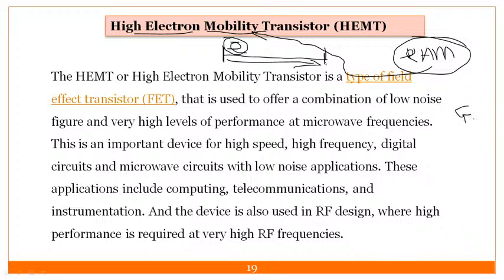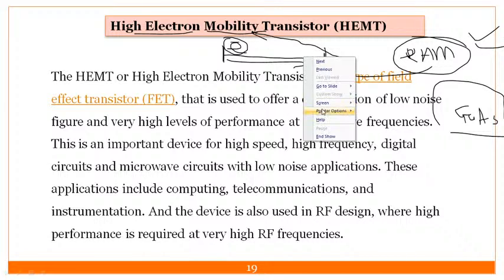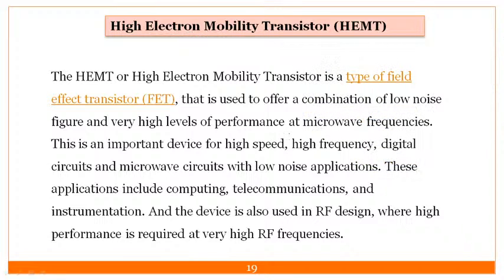Like GaAs, gallium arsenide, has higher mobility than silicon and germanium. That's why we are using GaAs for RAM and other speed-critical devices. So this is all about what you can call the HEMT. HEMT is nothing but a high electron mobility transistor. So where are we using it? Normally transistors are used for high speed operation, high frequency, digital circuits and microwave circuits with low noise application. Keep in mind, low noise application.